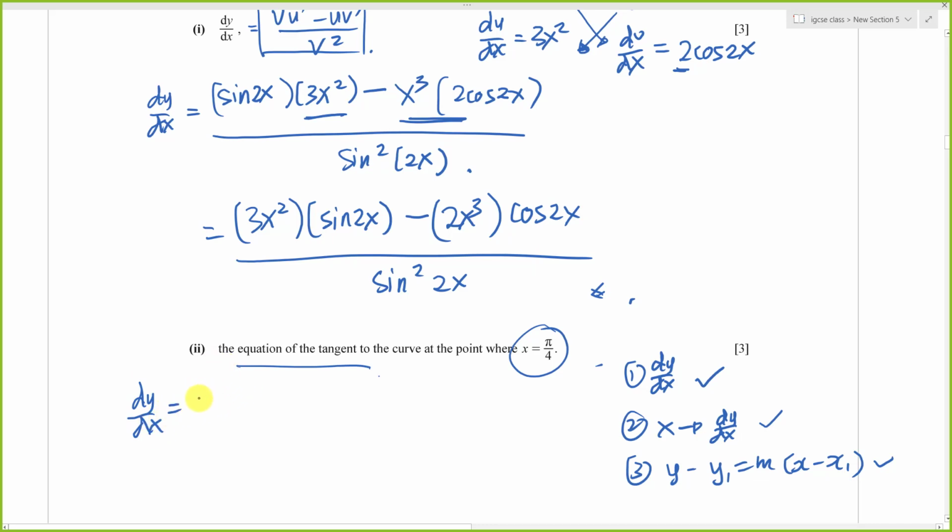So this one will be 3 pi over 4 squared. You can type everything in the calculator, but normally what I do here is, for sine 2x, sine 2 multiplied by pi over 4, I will simplify it to become pi over 2. Because I know sine pi over 2 is sine 90 degrees, which is 1. So this one will give me 1. Minus 2.